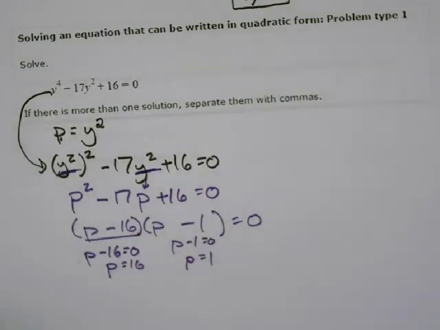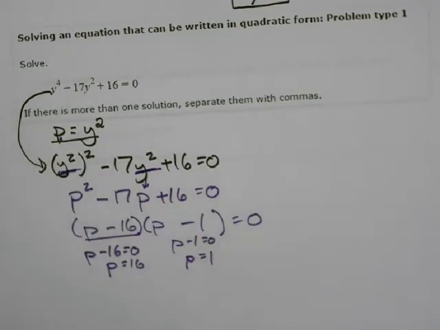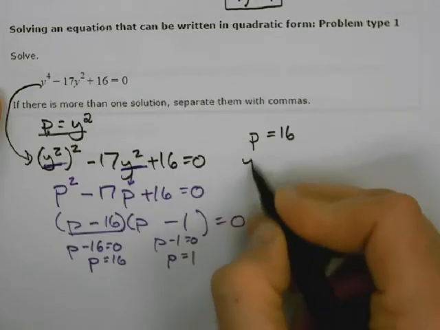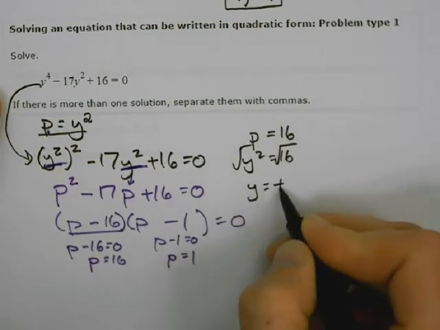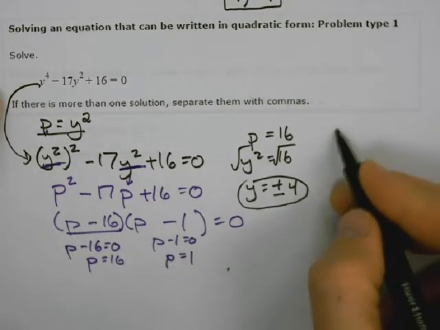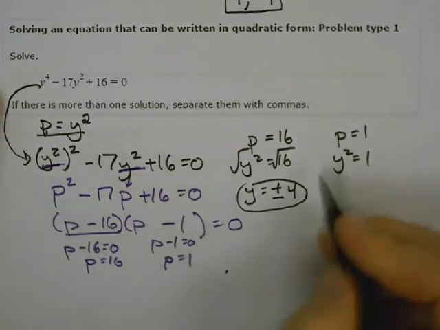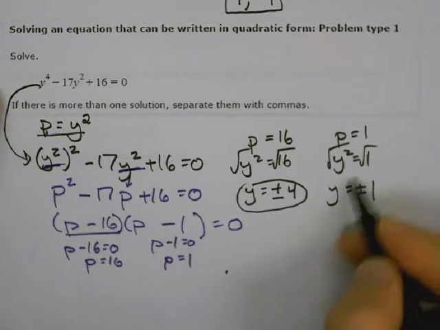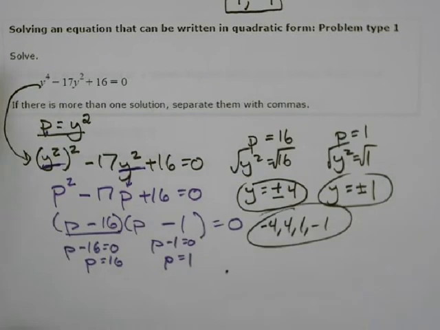Again, you need to remember we're not trying to find what p is equal to. We want to know what y is. So we've got to go back to what p is. It's y squared. So instead of p equals 16, I'm going to say y squared equals 16, and if I square root, I get y equals plus or minus 4. Then p is equal to 1, that's really y squared equals 1, right? If I square root that, I get y equals plus or minus the square root of 1. So my answers would be negative 4, 4, 1, and negative 1.